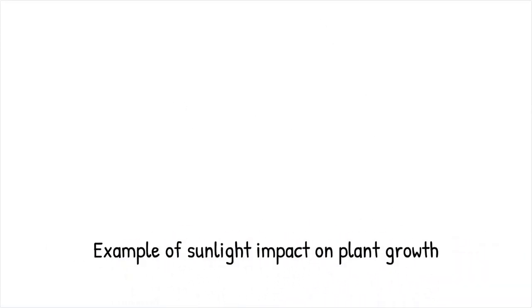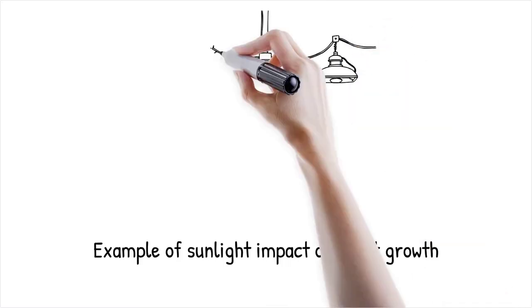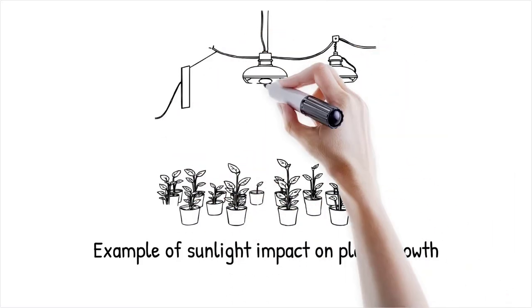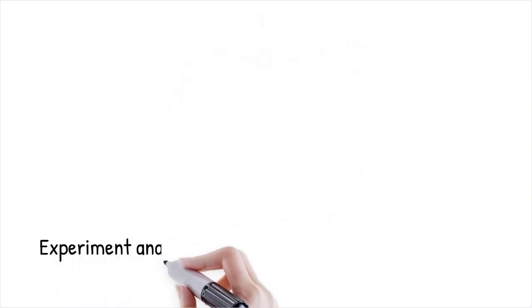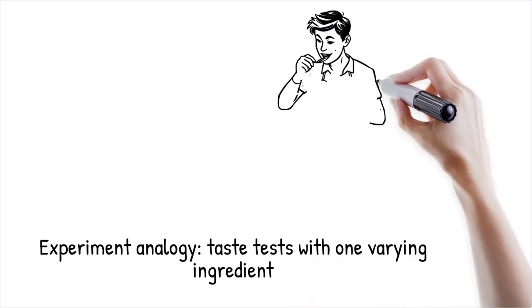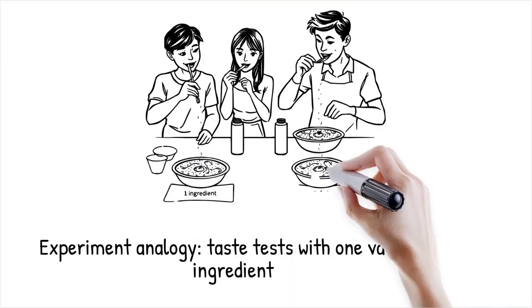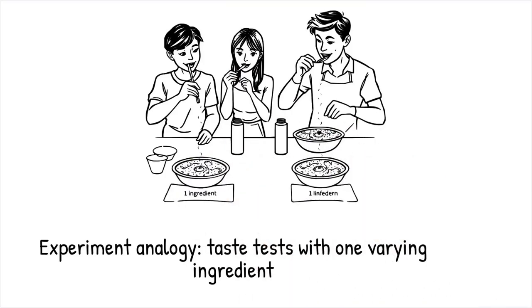To test the effect of sunlight on plant growth, an experiment might involve growing identical plants under different light intensities while keeping water and soil constant. It's like setting up a taste test where each sample is prepared identically except for one varying ingredient, so you can be sure which change causes a difference in flavor.